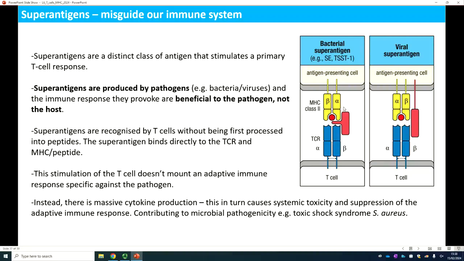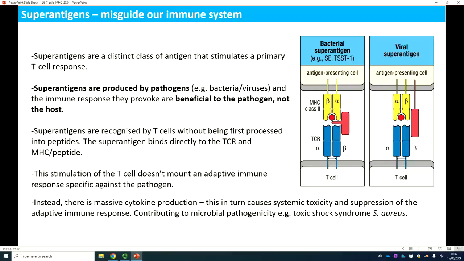So they're kind of binding, they're not actually within the peptide group. So it's really important to realize that superantigens are recognized by the T cell without being processed first into peptides, okay? And we get this stimulation of the T cell, but it's not going to mount an effective immune response because we're not getting presentation of that peptide.